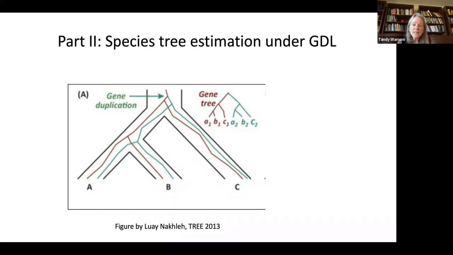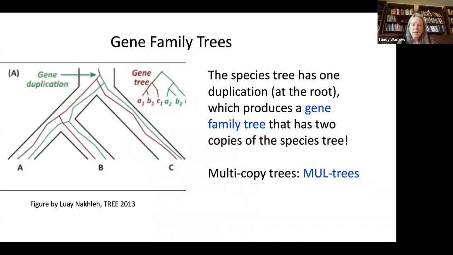So if you looked at this gene family tree, you could say, okay, I know the species tree. It's A, B versus C. Fine. But this can be more complicated. And what I'm going to be talking about is estimating species trees from gene family trees. We also call them multi-copy gene family trees, or MUL-trees.